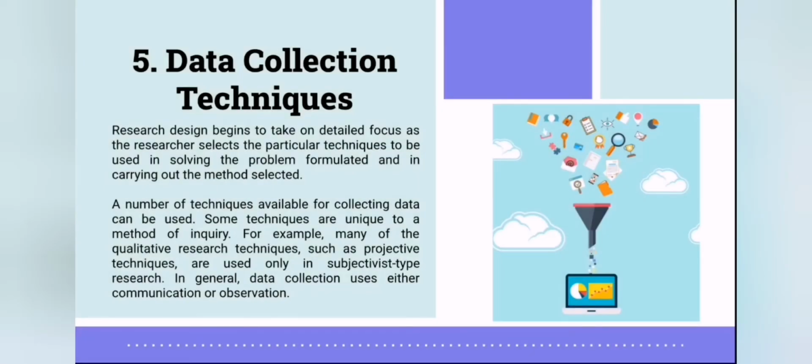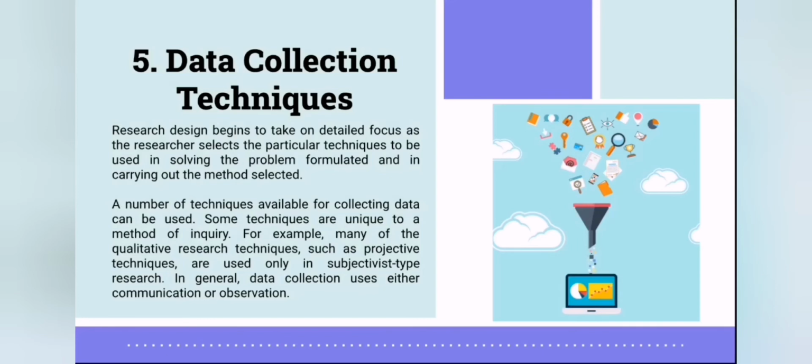Stage 5 would have to be data collection techniques. Okay. The research design begins to take on detailed focus as the researcher selects the particular techniques to be used in solving the problem, and then formulated and in carrying out the method selected. A number of techniques available for collecting data can be used. Some techniques are unique to a method of inquiry. For example, many of the qualitative research techniques, such as projective techniques, are used only in subjectivist type research.